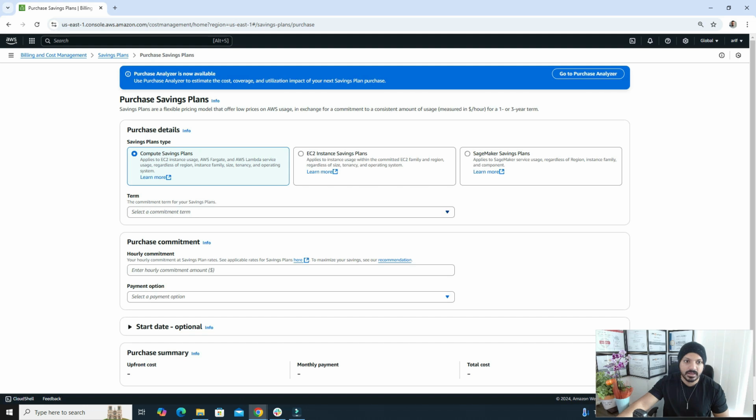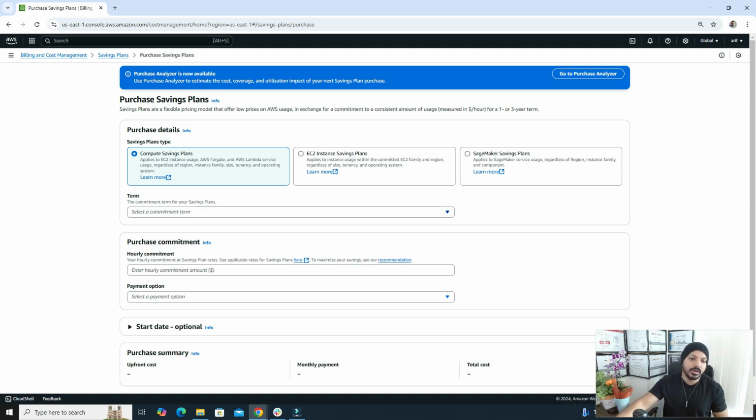If I click in here, there are three options that I talked about earlier. One is the compute savings plan for all the services related to compute, like EC2, Fargate, Lambda functions. The second one is the EC2 instance savings plan, and the third one is the SageMaker savings plan. Let's focus on compute, because this covers most of the heavily used resources like EC2, Fargate, and Lambda.